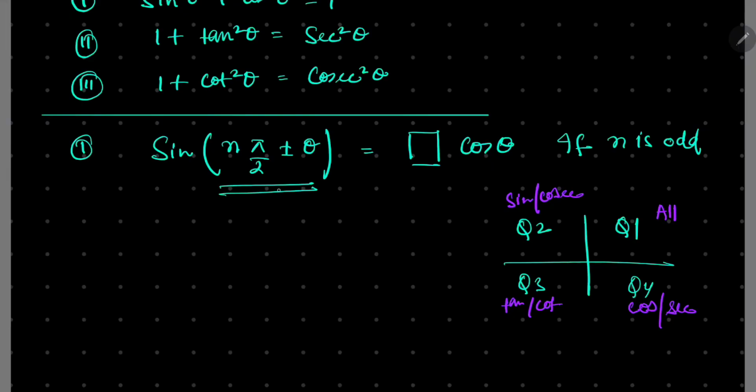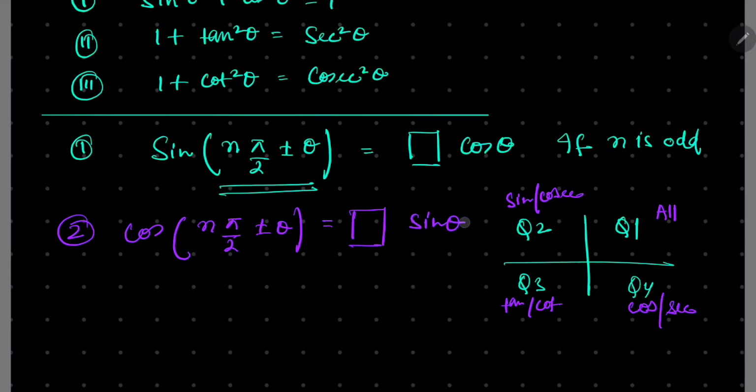If this angle is lying in the second quadrant, sine is positive in the second quadrant, so it is positive. If this angle is lying in the third quadrant, since sine is negative in the third quadrant, you must put a negative in the box. Similarly, if this angle is lying in the fourth quadrant, sine is negative in the fourth quadrant, so you must put minus here. Similarly we have other formulas. Number 2: cos of n pi by 2 plus minus theta equals sine, according to the quadrant decided by the angle, and it is sine theta if n is odd.